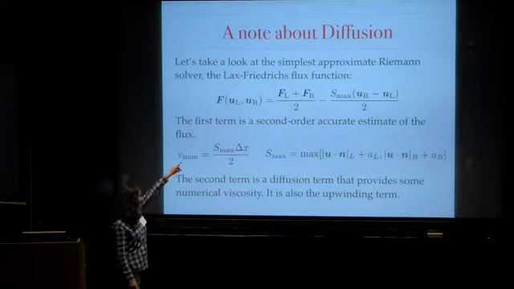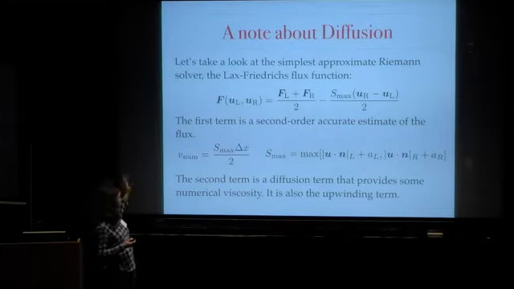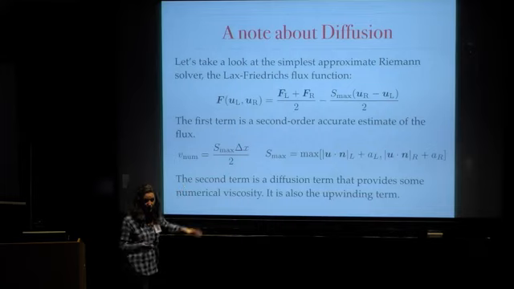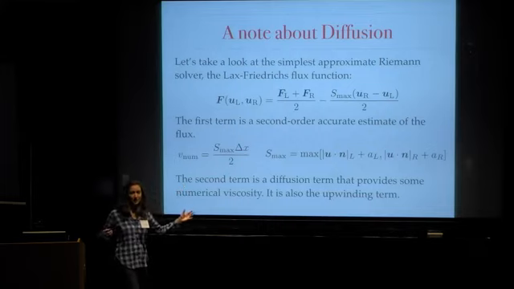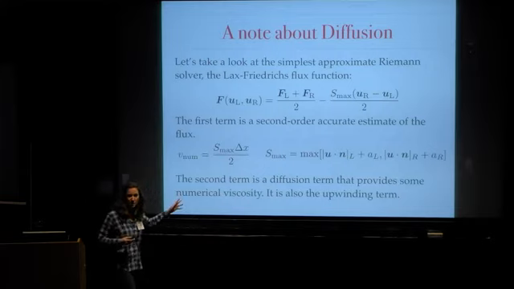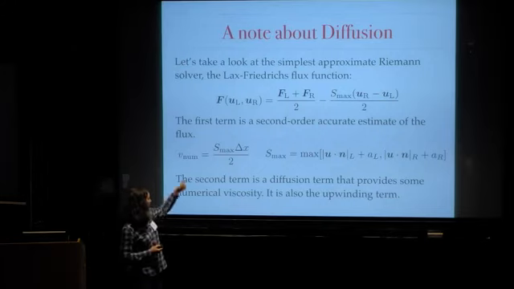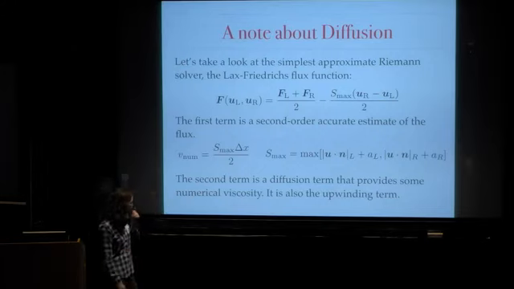The first term on this side is just a second order accurate estimate of the flux. But it turns out that if you just used that, this would be an unstable method, for the same reason that the centered difference approximation to the advection equation was an unstable method. You have no information about the actual physics of the solution. And so that's what this second term incorporates.